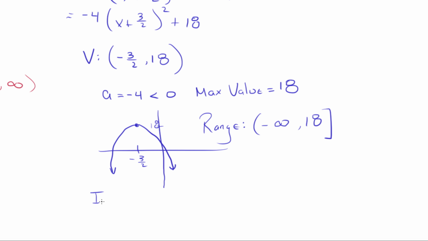For the intervals of increasing, again, it's reflecting on x, but the increasing part is on y. Notice that even though the arrows are pointing down, in actuality, it's increasing from negative infinity to negative 3 halves. Negative infinity to negative 3 halves.